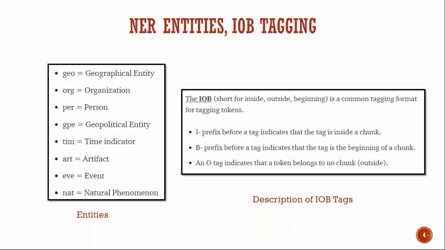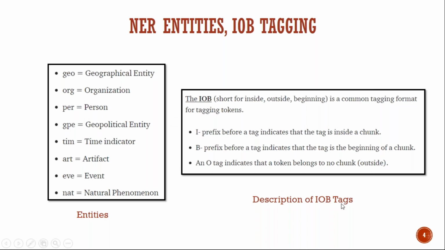So, NER entities and IOB tagging. The dataset that I have used for this presentation has these entities: geographical entity, organization, person, geopolitical entity, time, artifact, event, and natural phenomenon. I am supposed to predict which particular entity a particular word corresponds to, based on the context.